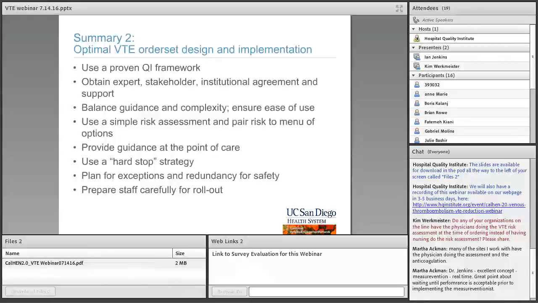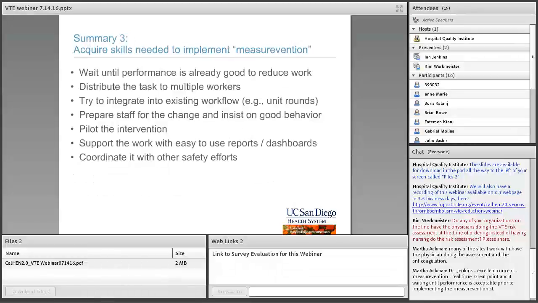You will have special exceptions and errors, so make sure that you have some redundancy built in for safety. And don't forget to prepare the staff very carefully before you roll out a change to their workflow. Lastly, thinking about measurvention, don't get started until you're already doing really well.